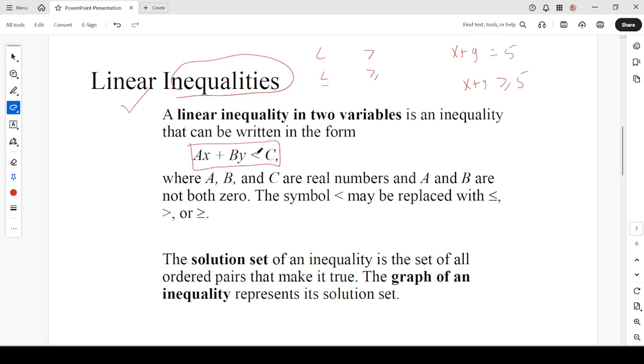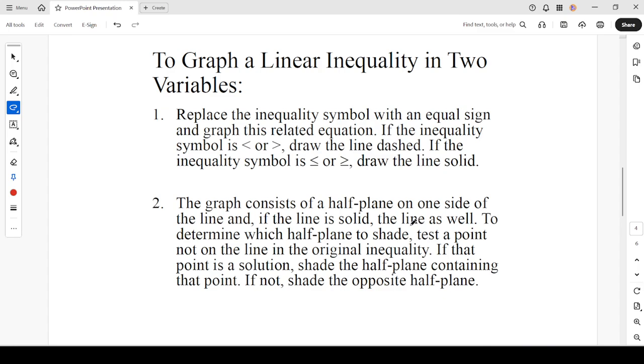Okay, you might see, instead of less than, less or equal, greater than or greater or equal. So if you try to find the solution of an equation, you might find one solution, but for an inequality there will be infinite solutions. The solution set of an inequality is the set of all ordered pairs that make it true. Okay, the graph of an inequality represents its solution set. And how we're going to graph it, that's what we're going to cover in this section.